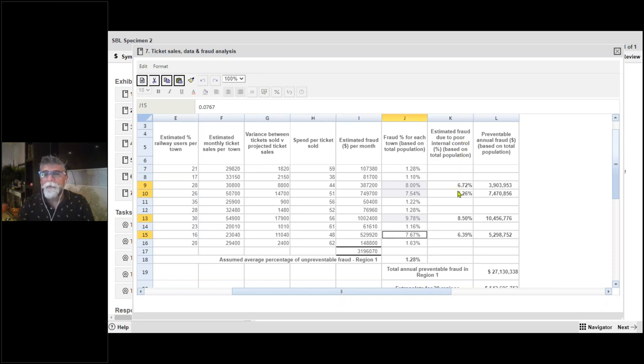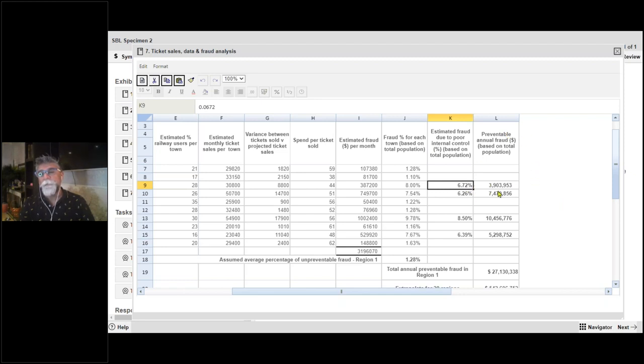All right. So what is he doing now? Estimated fraud due to poor internal controls. So for these 4 towns, what has he done? Although for this town the fraud level is 8%, he's saying that 1.28% is unpreventable. So probably this 6.72% is preventable. So maybe if you had installed barriers, you may have been able to prevent 6.72% of the fraud tickets, right? This is the leakage.